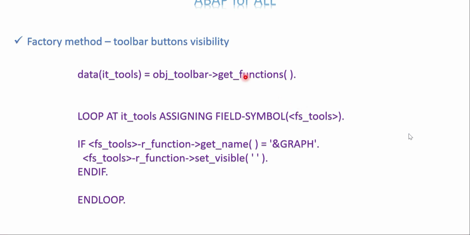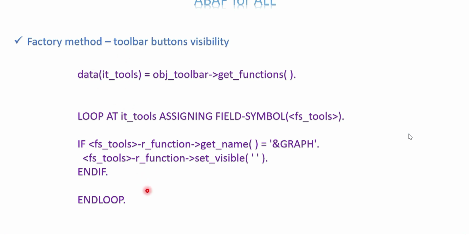So the next one is I want to restrict the visibility of my toolbar buttons. Then what you can use it. First, get all the toolbar functions in an internal table with the help of a method called get functions. So here I'm using the object toolbar, the object toolbar reference, to get all the toolbar functions, a function code basically, to the internal table.